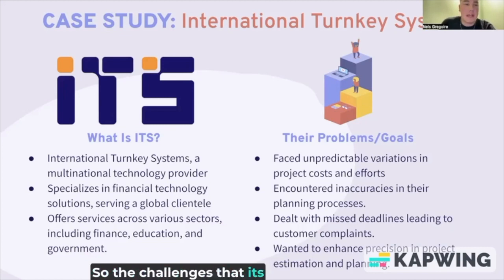So the challenges that ITS encountered were significant. They struggled with unpredictable project costs and efforts, inaccuracies in their planning processes, and consistently missing deadlines, which all led to customer dissatisfaction. The variation in their projected cost led to issues in their bidding, and they were losing jobs. These issues spurred ITS to seek a solution that would not only resolve these challenges, but also enhance their precision in project estimation and planning, and overall increase their competitiveness in the fast evolving tech landscape.